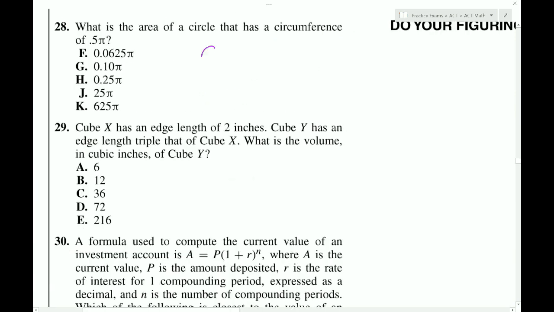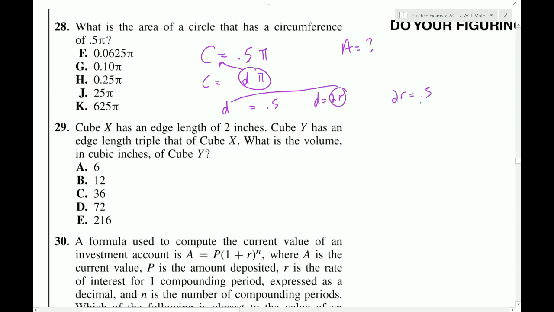What is the area of a circle that has a circumference of 0.5 pi? Circumference we know is pi times diameter. Using that idea, we can substitute this in for C. So d pi is equal to 0.5 pi. Now divide by pi on both sides, it will cancel. So you get diameter is 0.5. Of course diameter is equal to 2 times r, so we can plug that in here. So 2r is 0.5, divide by 2, and you get r is equal to half of 0.5, which is 0.25.